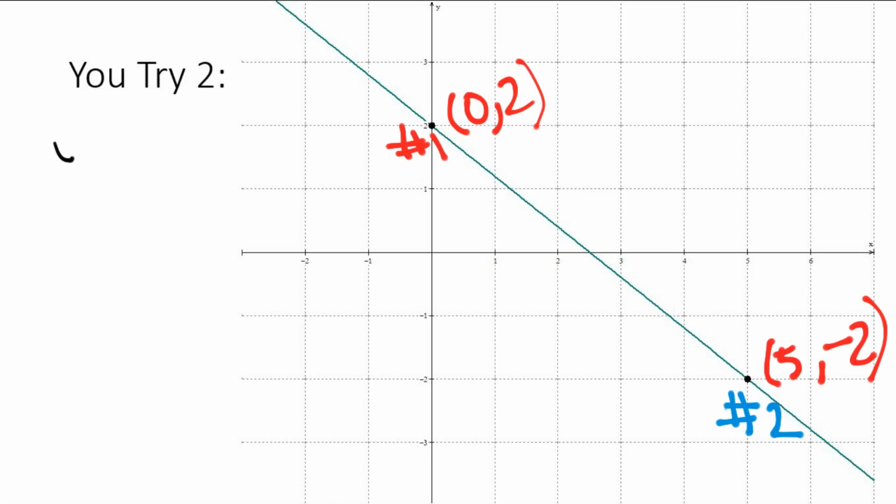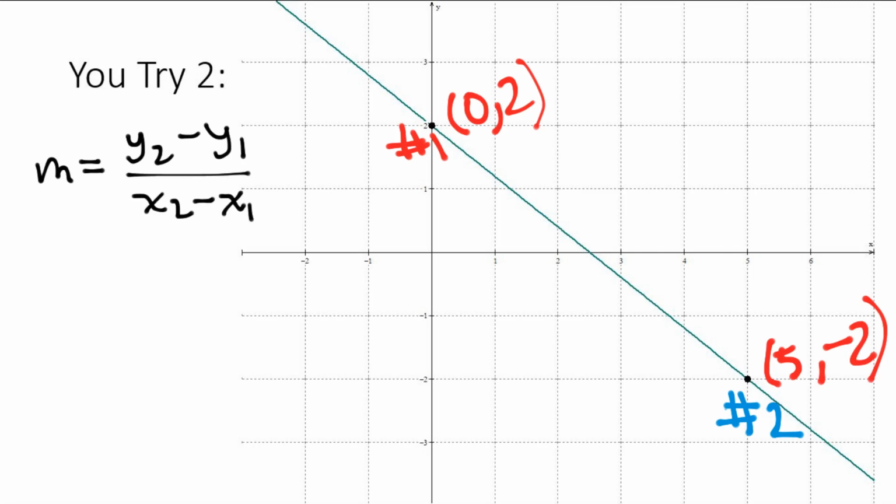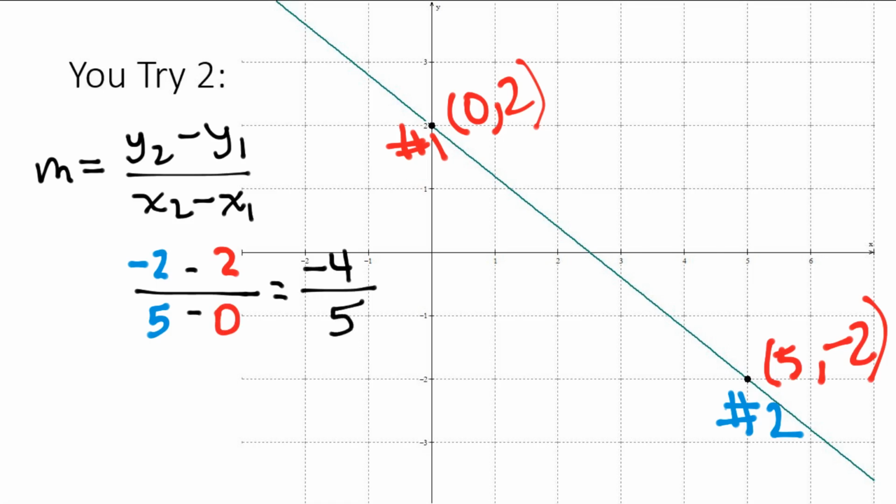So, m equals y2 minus y1 over x2 minus x1. Let's fill in some values. So, from my second point, I'll have negative 2 and 5 here. And on my first point, I'll have 2 and 0. So, negative 2 minus 2 is negative 4. 5 minus 0 is 5. And I can't simplify that anymore. So our slope is negative 4/5.